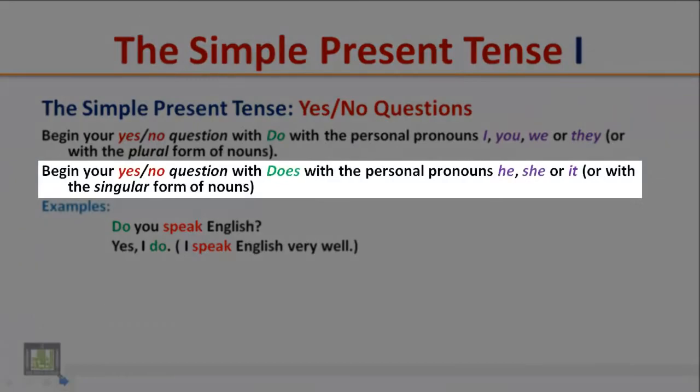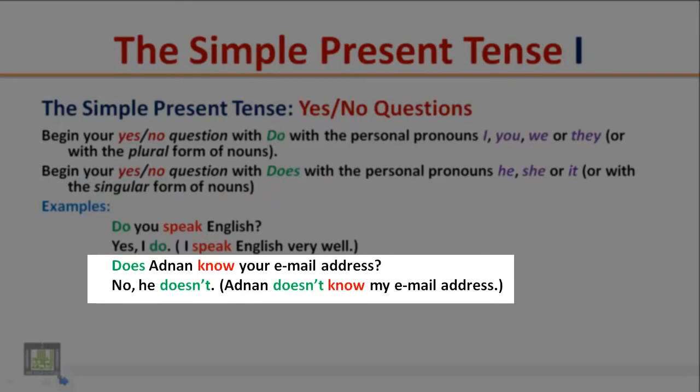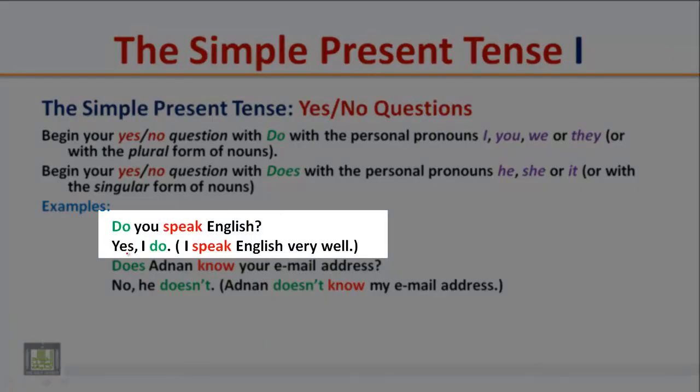Begin your yes-no question with does, with the personal pronouns he, she, or it, or with the singular form of nouns. Example: Does Adnan know your email address? No, he doesn't. Adnan doesn't know my email address. Notice here that in a yes-no question, we begin the question with the auxiliary verb, followed by the subject, followed by the base form of the verb.